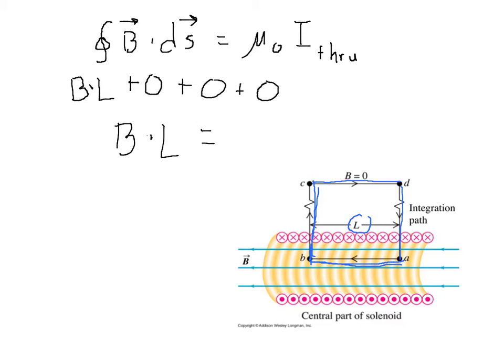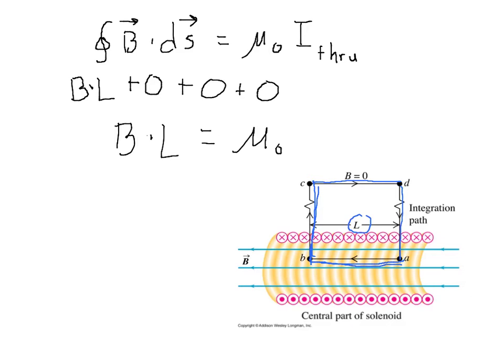Now let's go to the right side, where we have our mu naught. Then we're going to need some expression for the amount of current that is going through our little integration path, or our Amperian loop. Now do you see that that's going to depend on how long of an integration path we drew, that dimension L there? So how are those related?